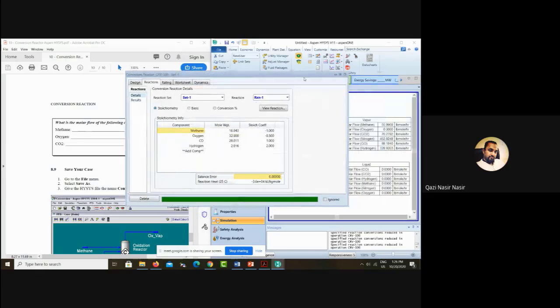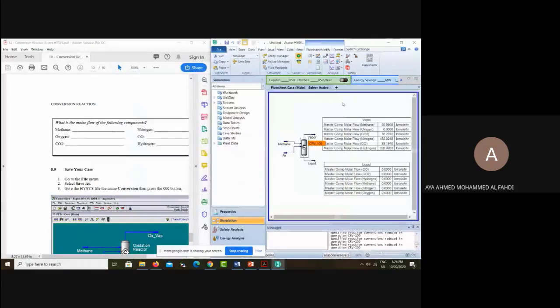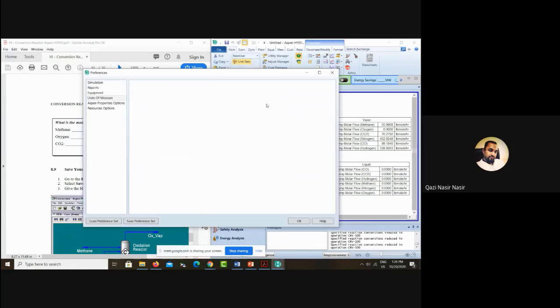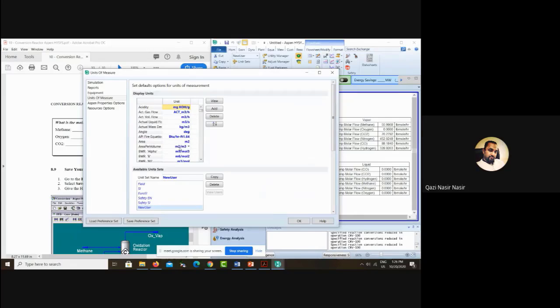Okay, any more questions? Ask, this is important. Yes, when I change the mass flow rate from kilogram per hour to pound per hour, it changes in the unit set, but it does not change in the simulation. Yeah, I think you mean here. You need to go not to total, you need to go to component flow rate.